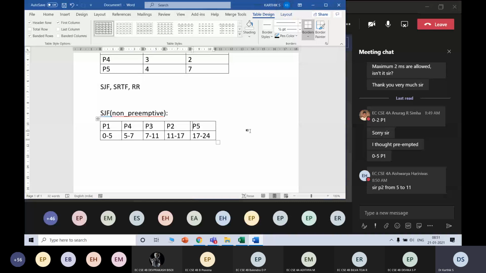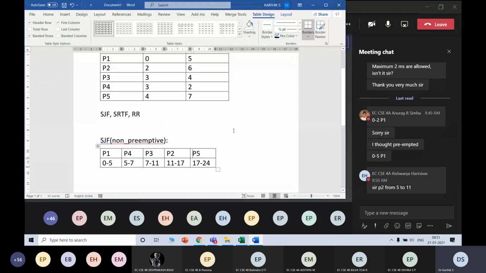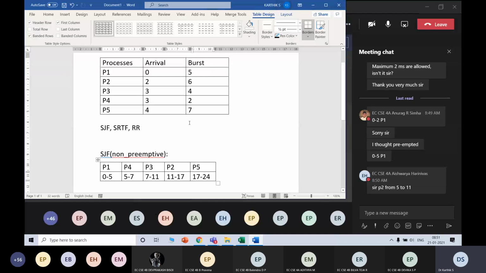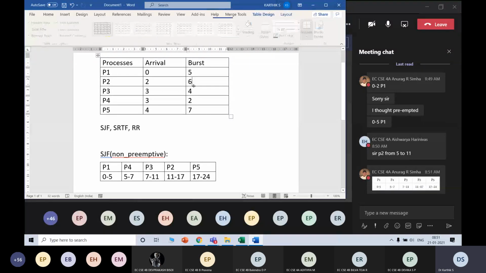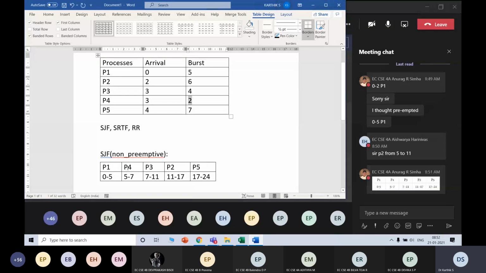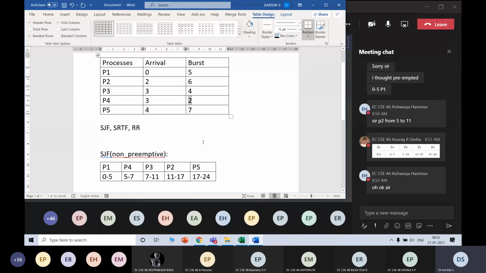P2 from 5 to 11. Why P2, Aishwarya? At time 5, you see all processes have come. Okay, we are talking about shortest job first. Since we are talking about shortest job first, which is the next shortest? I am done with P1 already. The next shortest depends on the burst time. So it is 6, 4 to 7. The shortest is 2. That's why I pick P4 here, not P2. I am not following the FCFS algorithm. Clear, right?